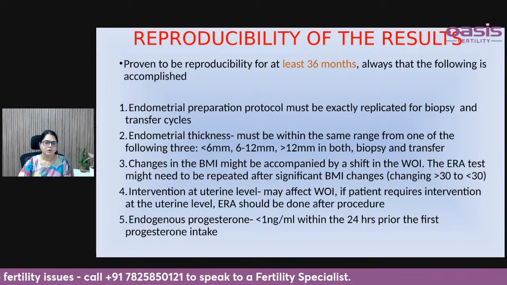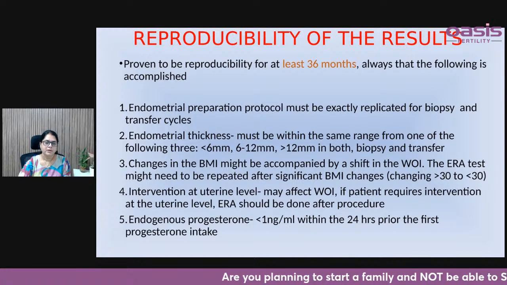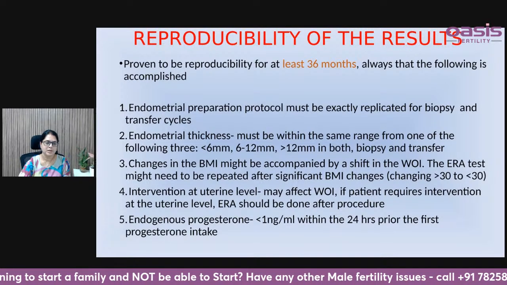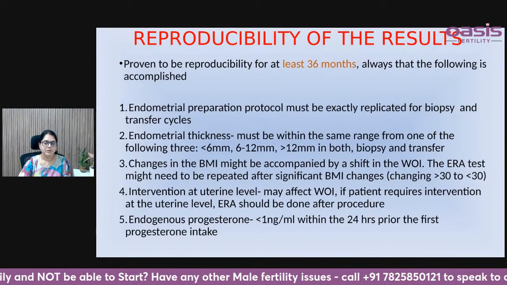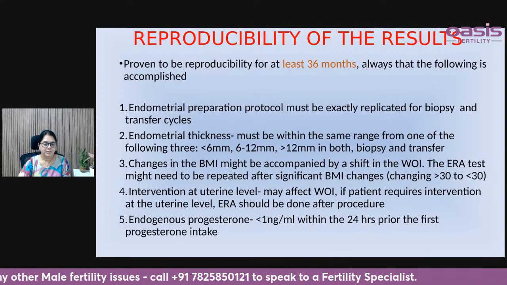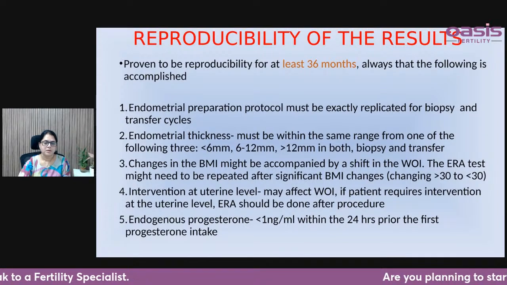The test has proven to be reproducible for at least 36 months, provided that the following is accomplished. The endometrial preparation protocol must be exactly replicated for biopsy and transfer cycles. Endometrial thickness must be within the same range from one of the following three, that is less than 6 mm, 6 to 12 mm, and more than 12 mm, in both biopsy and transfer cycles.